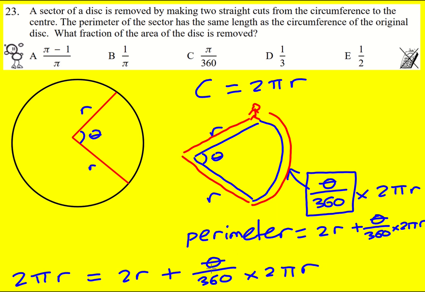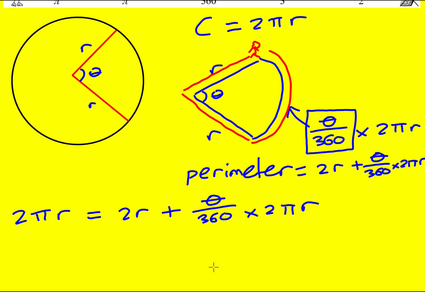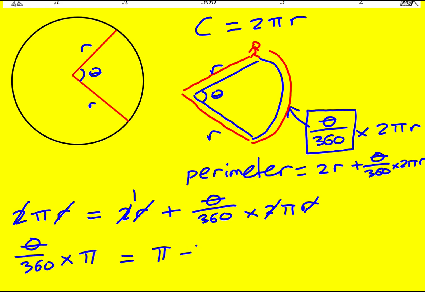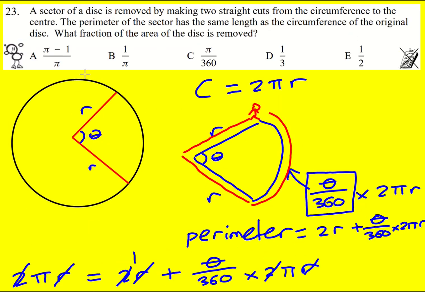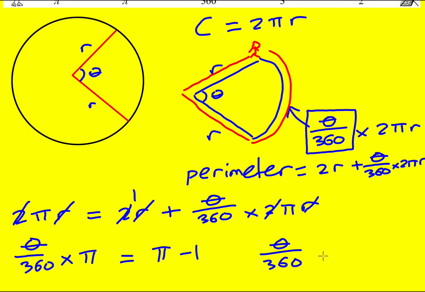And all I need to do is make this theta over 360 the subject. I can do that by, first of all, just dividing through by r. This fraction is going to be the same whatever the radius is as I make the circle bigger and smaller. And then I can also divide through by 2, which is going to leave me 1 here and that. So that means that theta over 360 times pi is going to equal pi minus 1. And theta over 360, the fraction of the circle that I'm left with when I've removed this sector, is going to equal pi minus 1 over pi. That's my final answer.